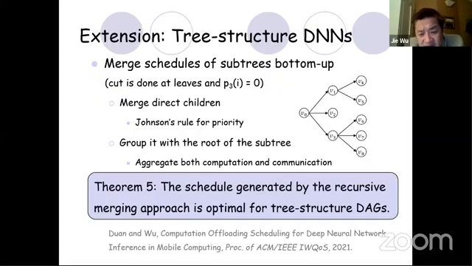And we also have some extensions. Right now we look at a linear line, so people say, oh, this may not be too practical because we assume it's linear. We can extend it to a tree structure, like multiple paths. If you're interested, you can look at one of our publications from this year's IWQoS.